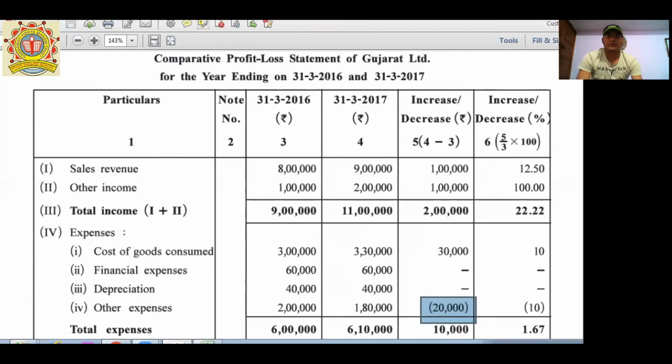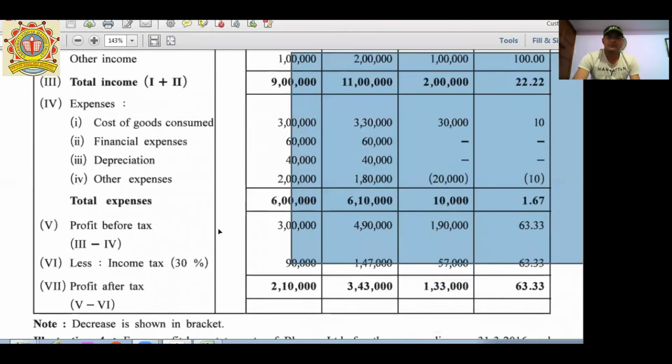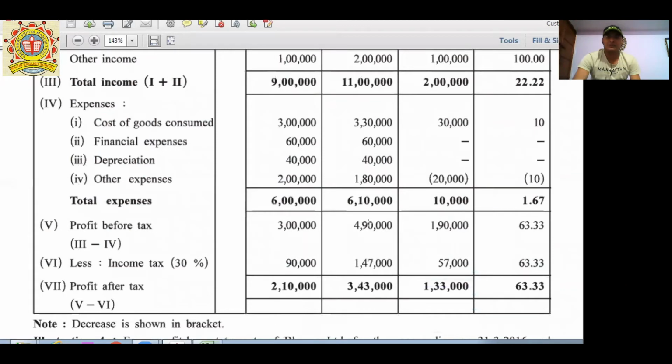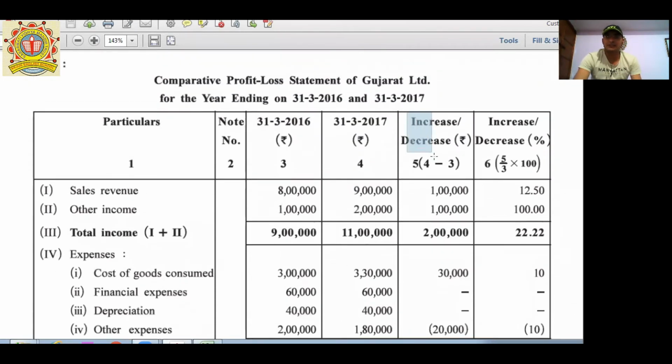After that, for total expense, 6 lakh 10,000 less 6 lakh, the answer is positive, that is 10,000. Next, for profit before tax the formula is the same: 4 lakh 90,000 less 3 lakh is 1 lakh 90,000. For income tax, 1 lakh 47,000 less 90,000 is 57,000. And at last, for profit after tax, 3 lakh 43,000 less 2 lakh 10,000 is 1 lakh 33,000. Simple. That is the increase or decrease in amount, column number 5.